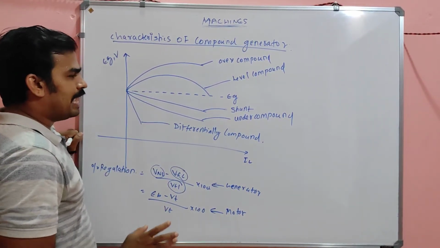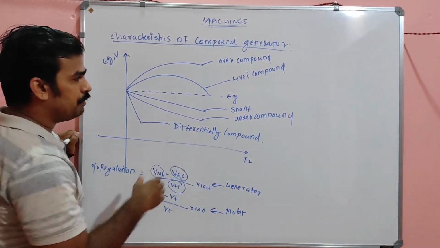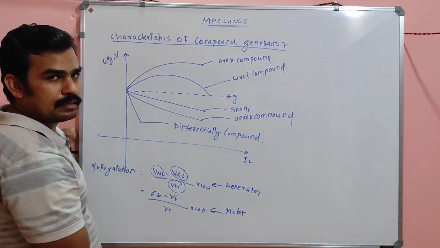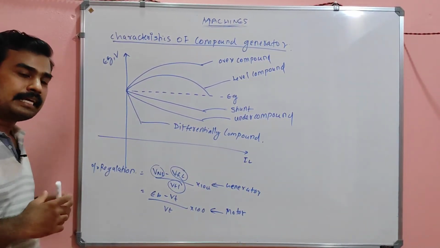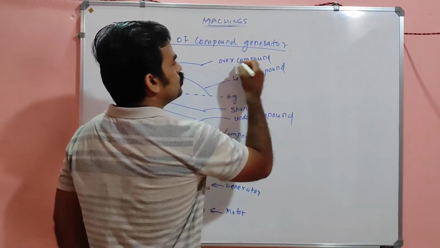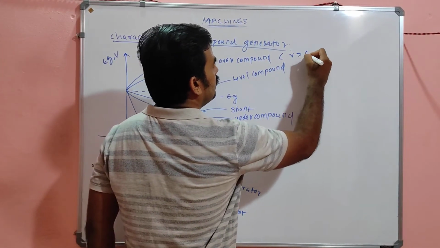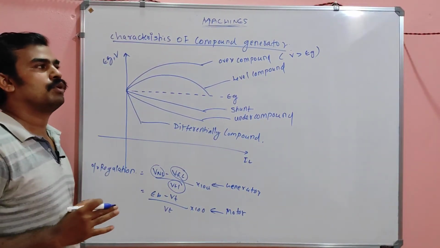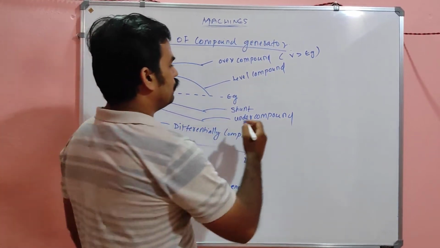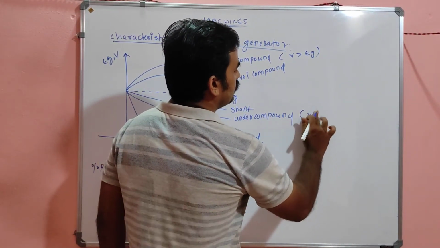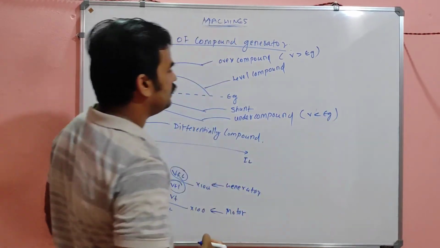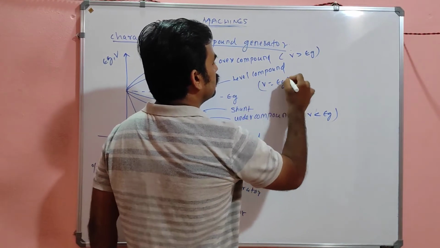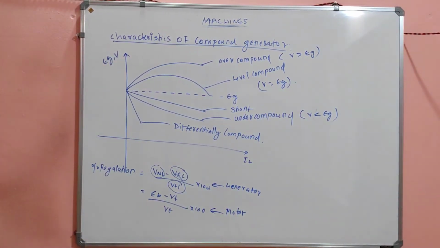Okay. And what happens if you increase the load? If the voltage increases beyond EG, it is called over compound generation. So for over compound, V greater than EG, my dear. Working and all we don't want, we just remember this thing. For over compound, V greater than EG. For under compound, my dear, V less than EG. Okay, for level compound, my dear, V equal to EG.